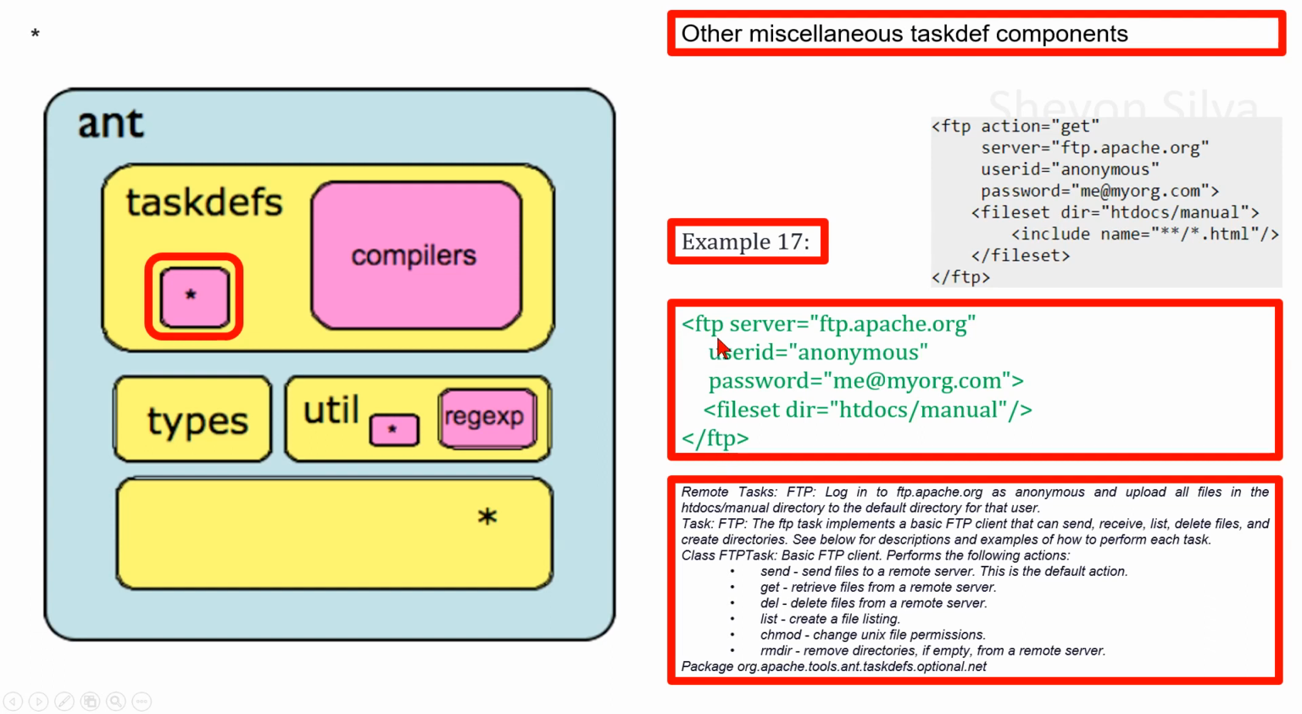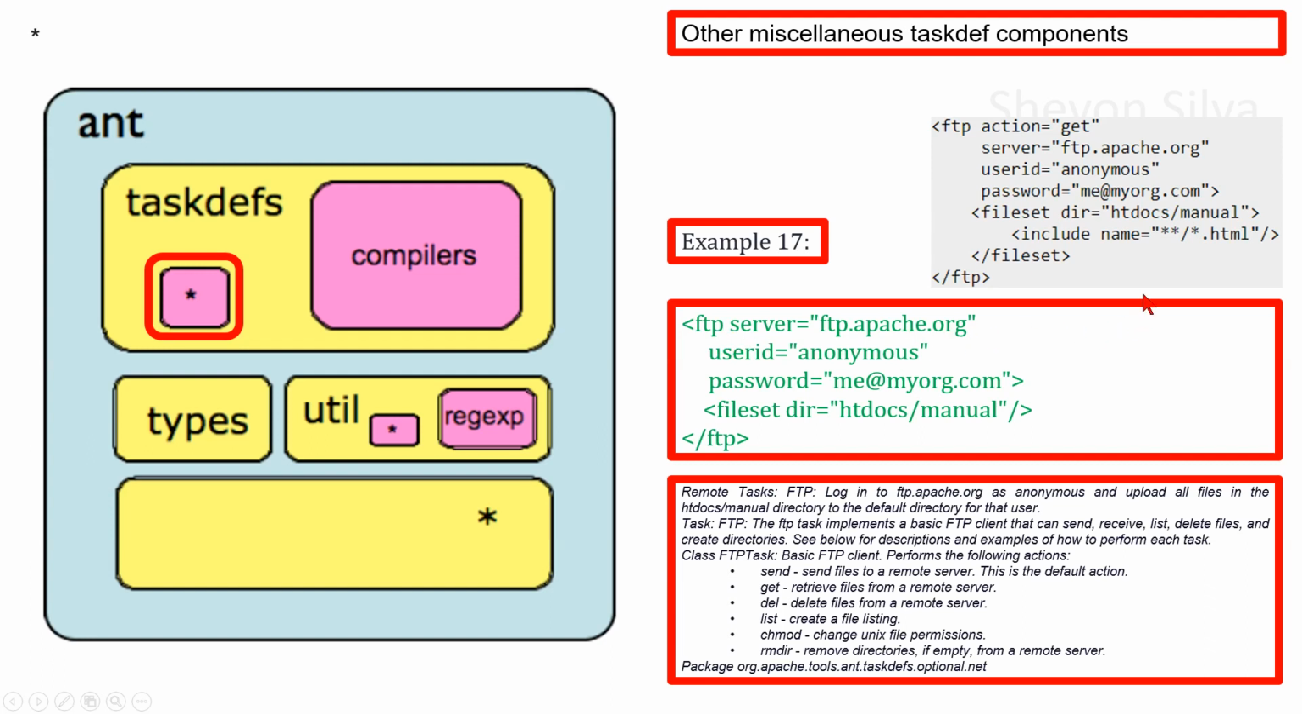With regard to the API, class FTP is a basic FTP client that performs the following actions: send files to a remote server, which is the default action; get, retrieve files from a remote server; del, delete files from a remote server; list, create a file listing; chmod, change Unix file permissions; rmdir, remove directories if empty from a remote server. This is in the package org.apache.tools.ant.taskdefs.optional.net.